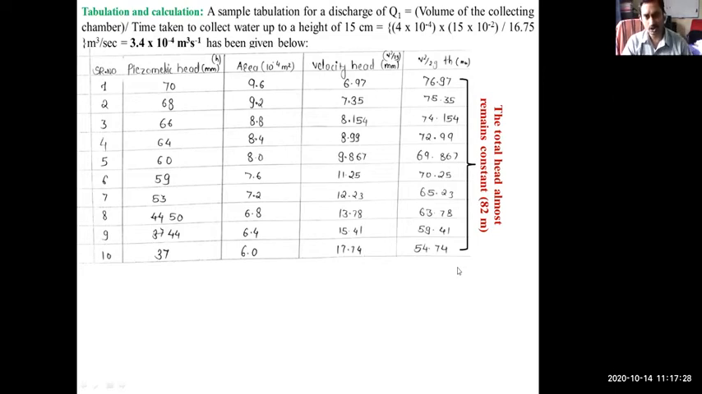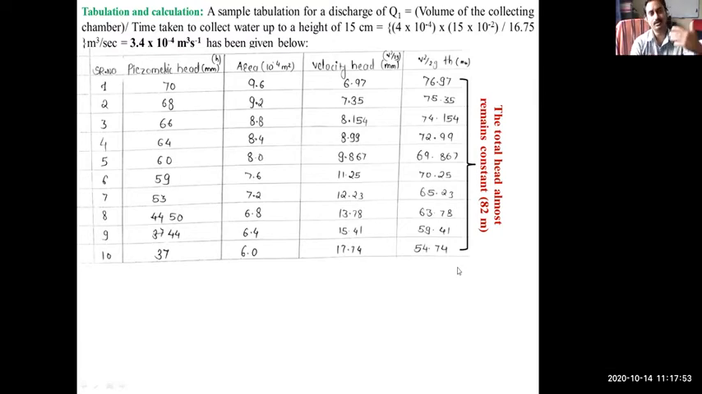So this is all about the experiment. You can repeat the experiment for say 2, 3 or 4 different discharges. Means you will start the experiment. As I've shown, there was a discharge controlling valve. You will adjust the discharge control valve so that the discharge through the system or the circuit will be maintained at a particular value.